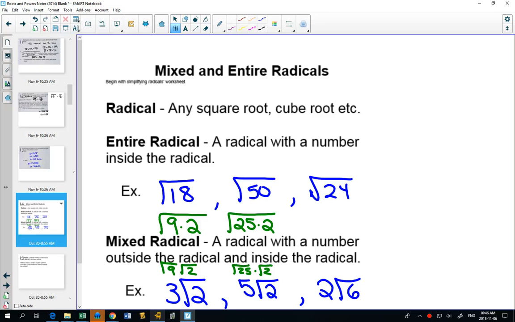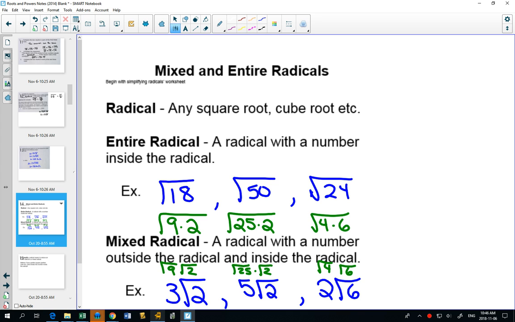Square root of 24. That's 12 times 2, 8 times 3, 6 times 4, 24 times 1. Do any of those have a perfect square? 4 times 6. And the square root of 4 times the square root of 6, the square root of 4 is 2.